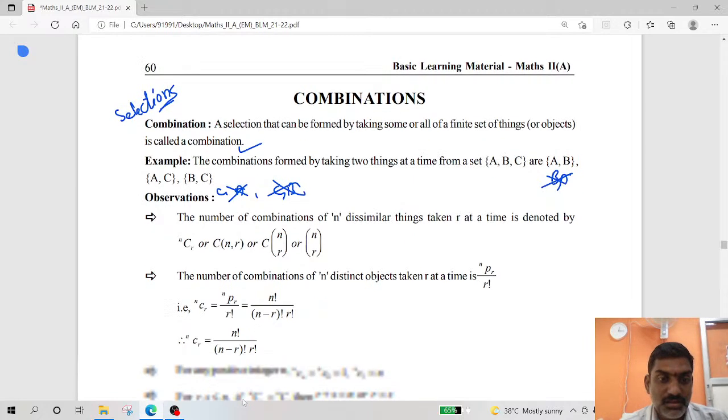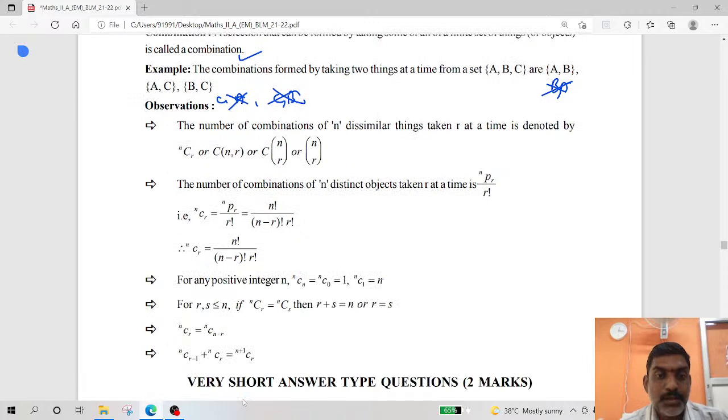Next one is, for any positive integer n, nC0 is 1, nC1 and nC(n-1) are also n. And if r, s are less than or equal to n, if nCr is equal to nCs, then r plus s is equal to n, or else r is equal to s. Next, nCr is equal to nC(n-r).